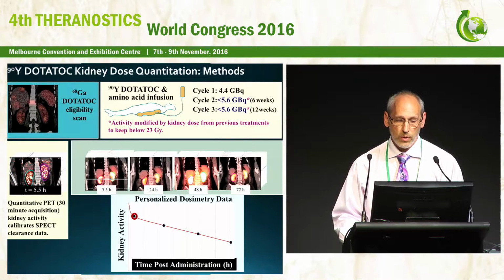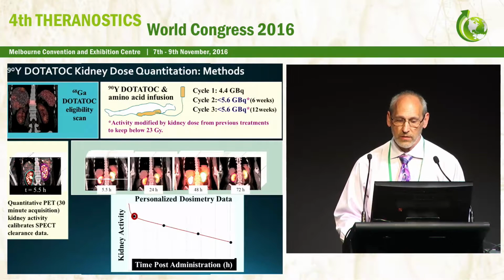So in the end, we ended up with a plot of kidney activity with personalized dosimetry data. It was all normalized to the absolute activity that you got from the PET data, and then we scaled the decay that we saw from the SPECT data to match the single 5.5 hour data point that we got with the PET.